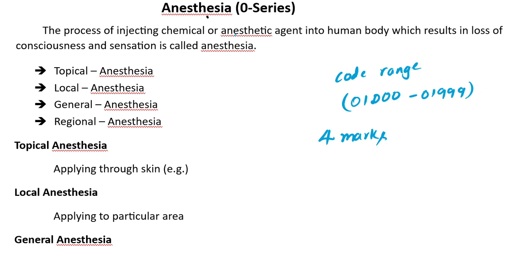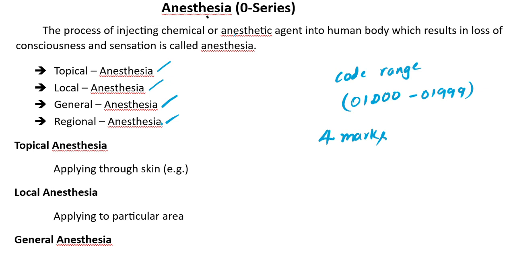Okay, so now there are different types of anesthesia and as coders it's essential to know them. So what are the types of anesthesia? Topical anesthesia, local anesthesia, general anesthesia, and regional anesthesia.